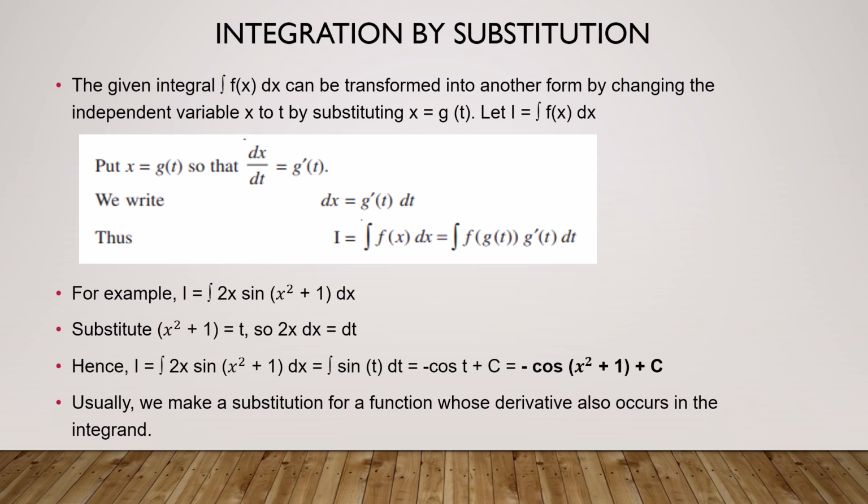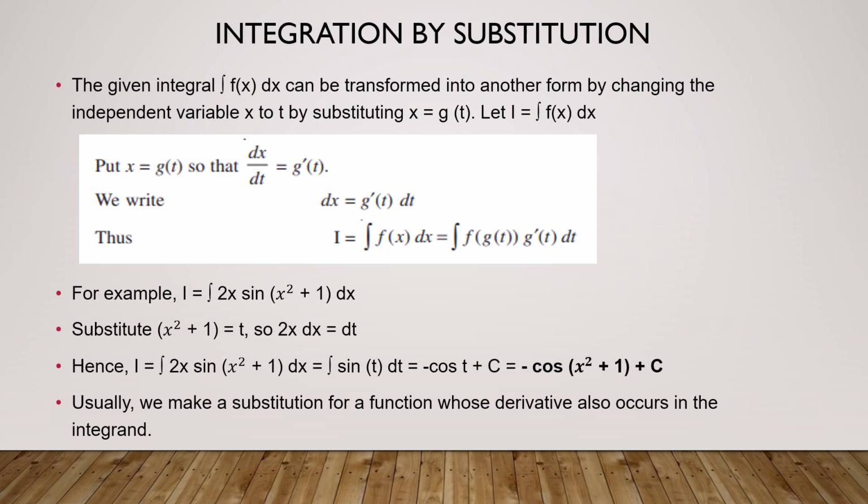Now you have x square plus 1. Suppose this term I substitute as some other variable t. Then when I differentiate both the sides, what will I get? Derivative of x square is 2x. So 2x into dx is equal to dt. So my original function is there. In that 2x dx, instead of that I substitute dt, and instead of x square plus 1 I put t.